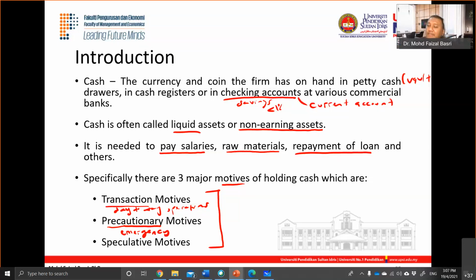So therefore, this is an emergency case, and if you don't have cash, you cannot send it for repairs, and if you cannot repair the machines, you cannot produce goods. Therefore, it will affect the production of the company. So that's why you need to keep aside a certain amount of cash as a precautionary measure, for emergency cases. Okay, and the third reason why we need to keep cash is for speculative motives.